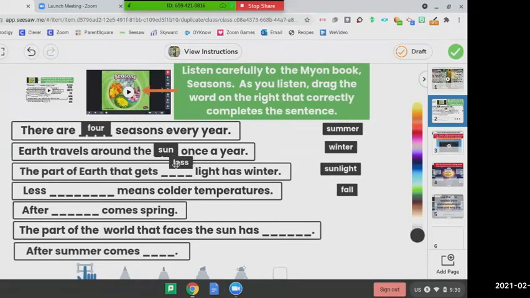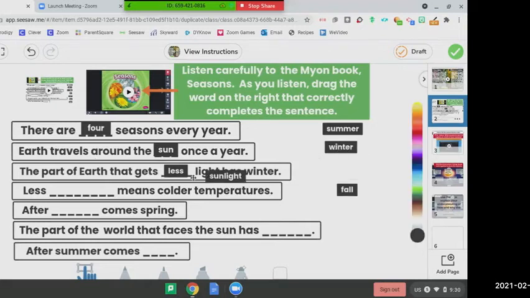The part of the earth that gets less light has winter. We get less light in winter. You guys know this because our days get darker earlier. And also, it's not as sunny during the winter. It looks kind of gray. Okay, so the part of the earth that gets less light has winter.